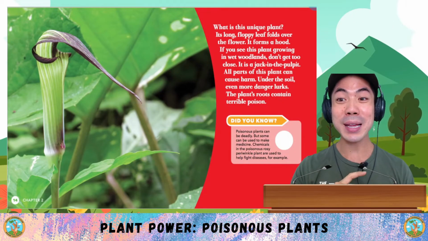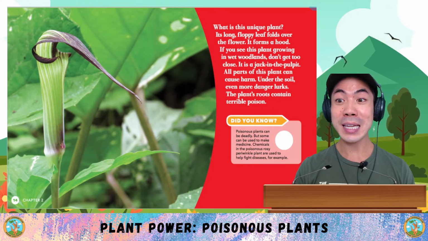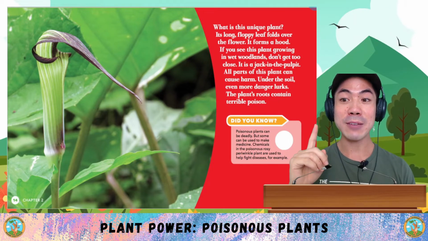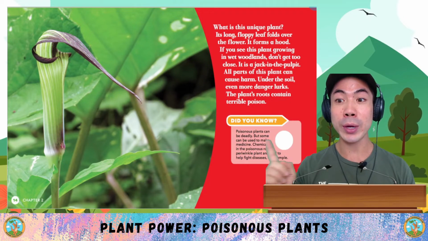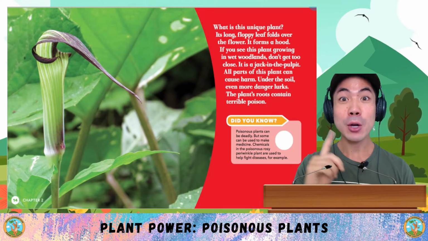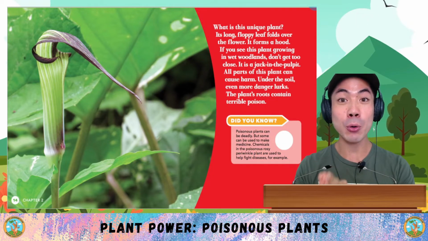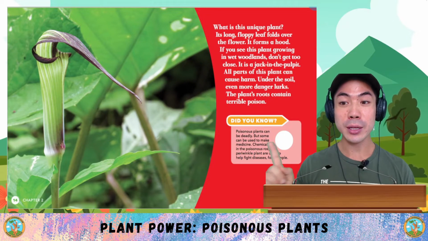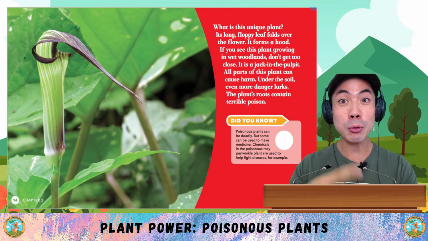What is this unique plant? Its long floppy leaf folds over the flower. It forms a hood. If you see this plant growing in wet woodlands, don't get too close. It is a jack in a pulpit. All parts of this plant can cause harm. Under the soil, even more danger lurks. The plant's roots contain terrible poison.